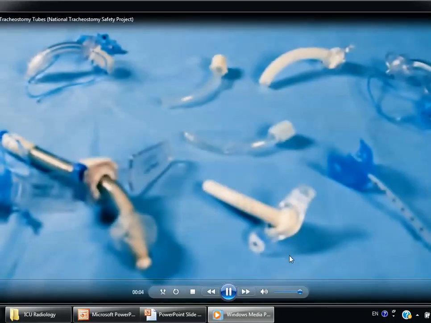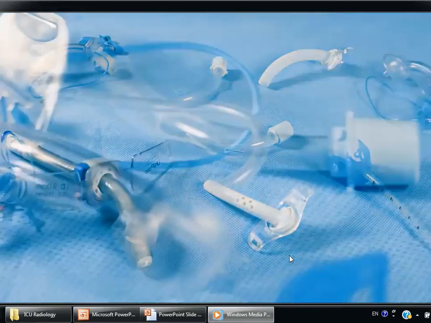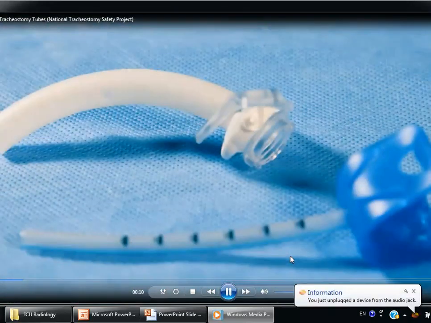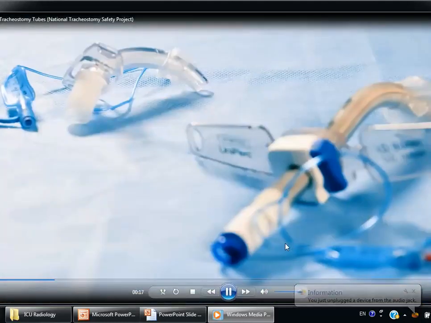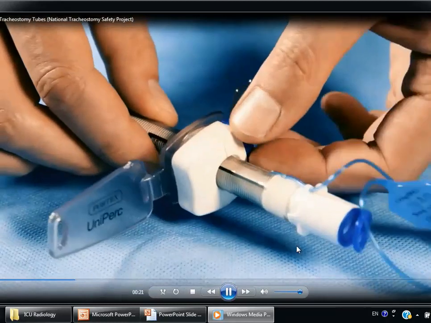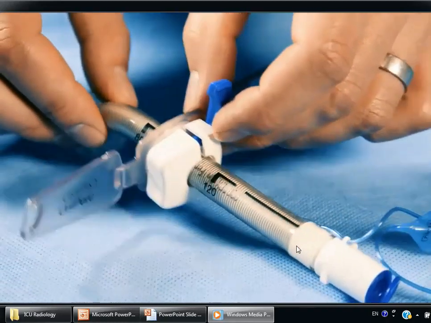Each different type of tracheostomy tube tends to be designed to perform a specific function. Tubes come in different shapes and sizes, and that's mainly because different patients have different sized tracheas. Some tracheostomy tubes also come in different lengths. Some patients will have a greater amount of tissue on the outside of the trachea, so it's important to have tubes that allow for that.